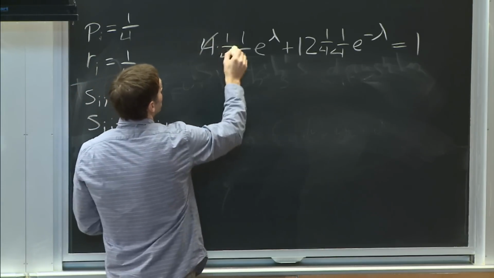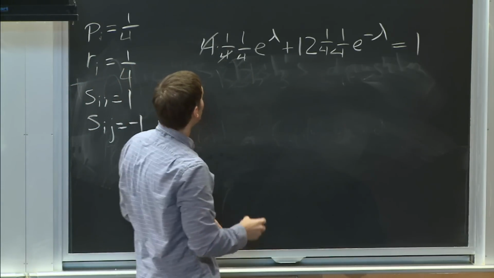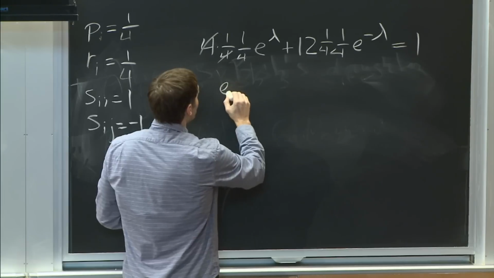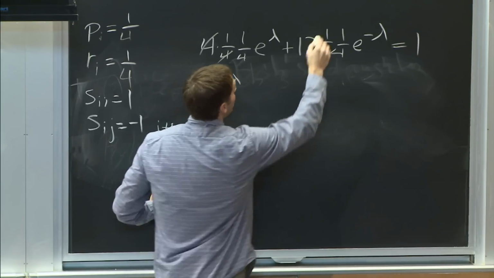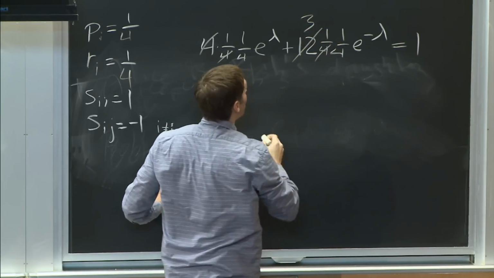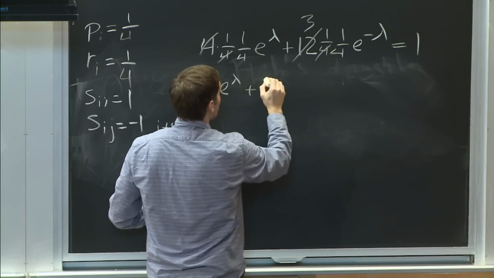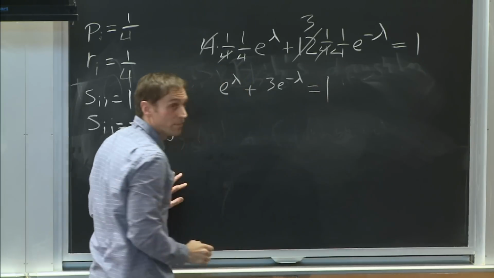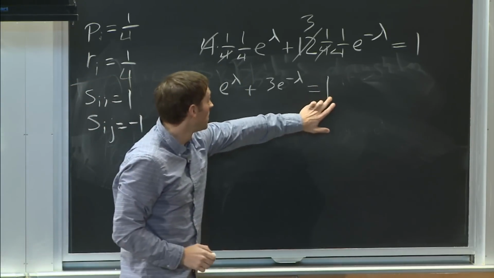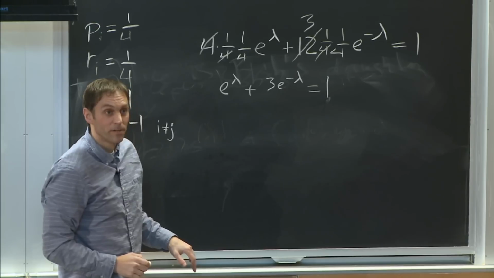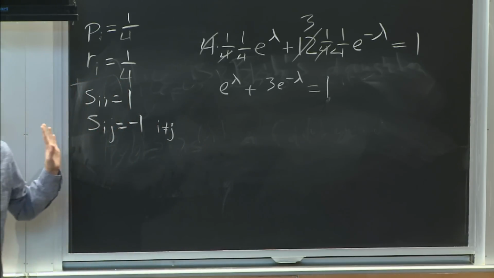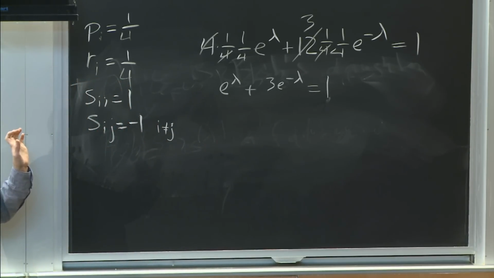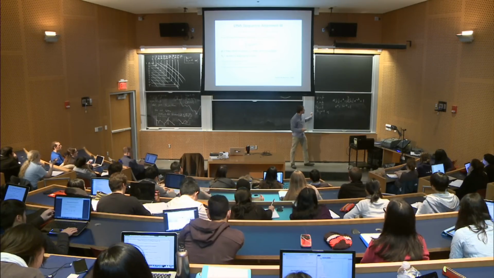So we'll cancel this, and multiply through by 4. Now we get e to the lambda plus 3 e to the minus lambda equals 4. It's still a transcendental equation, but it's looking a little simpler. Any ideas how to solve this for lambda? Sally? Wait, what's the 1 before? Oh, I'm sorry, 4. Thank you.